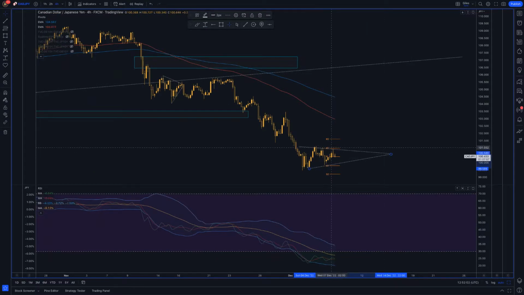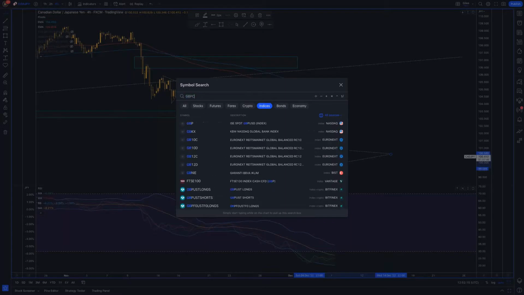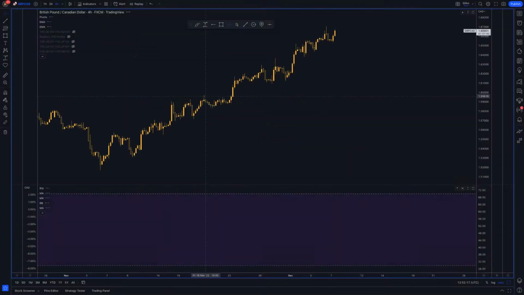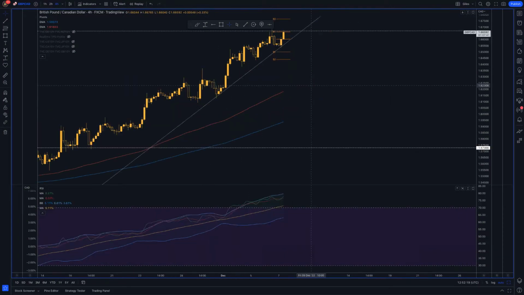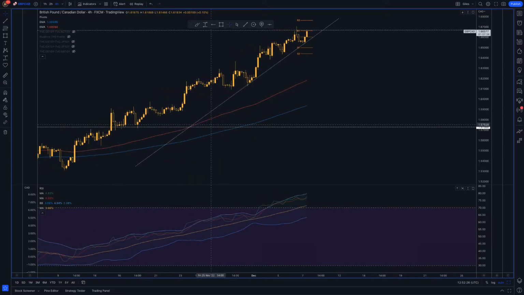I would say just above the R1, so like 101.17, and then looking for a move to S2 or beyond. But as I said, that's not the trade I'm really looking for. The trade I'll be looking for is the pound CAD, because that's the best opportunity in my opinion, because we've seen so much CAD weakness. If we suddenly saw the Bank of Canada change tack, pound CAD selling would make sense.